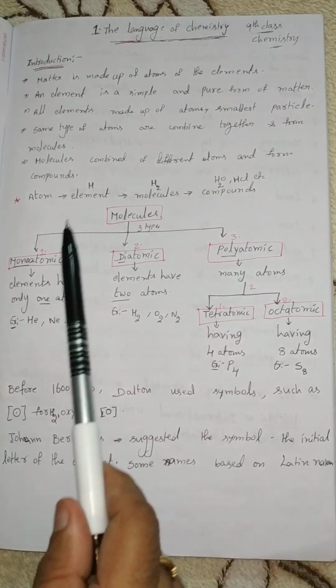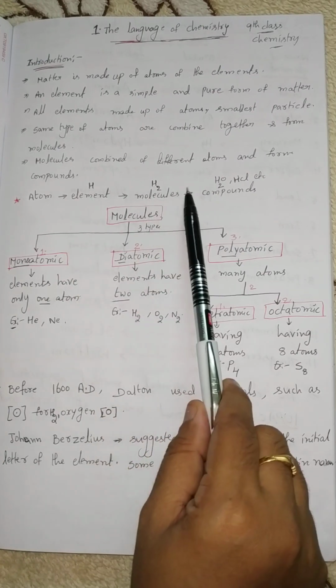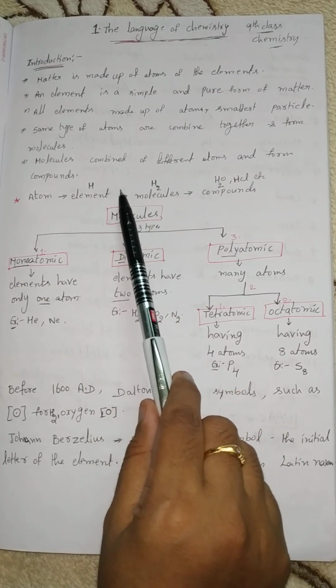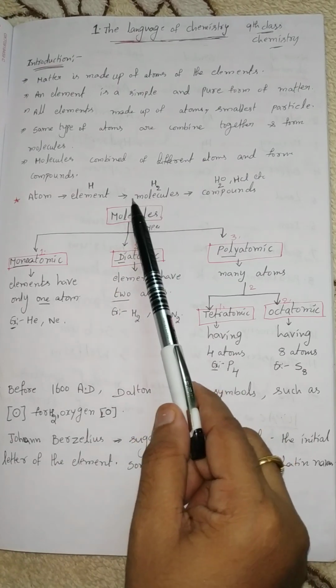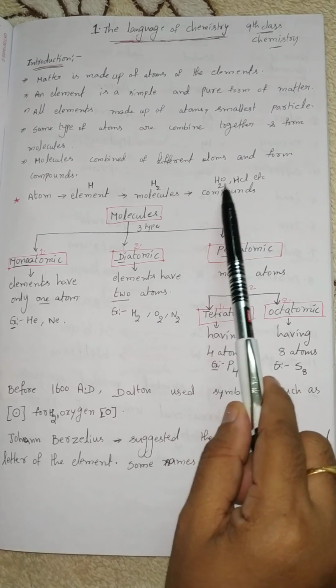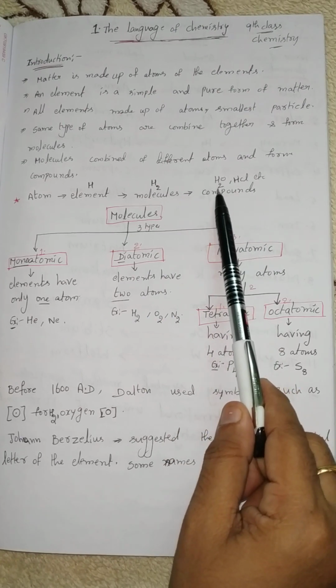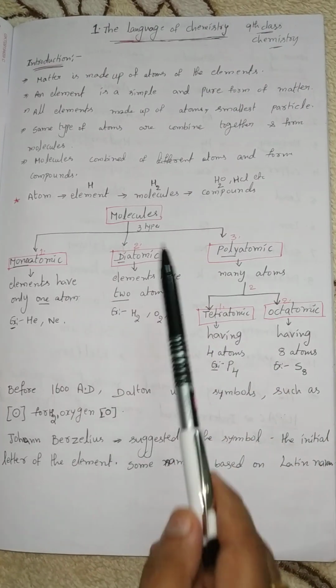So for example, the element is hydrogen. The molecule is H2. It means two atoms of hydrogen add together and form a molecule. Compounds mean H2O, HCl. So different types of elements adding together form the compounds.